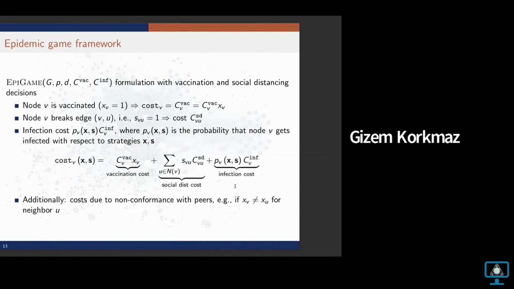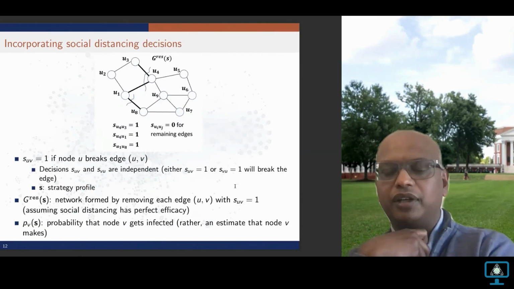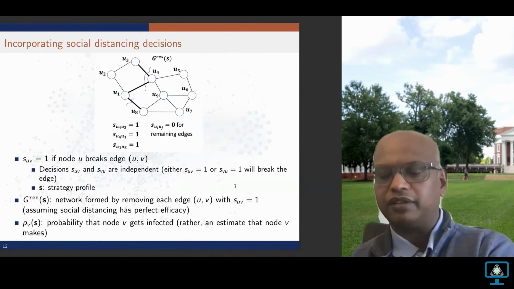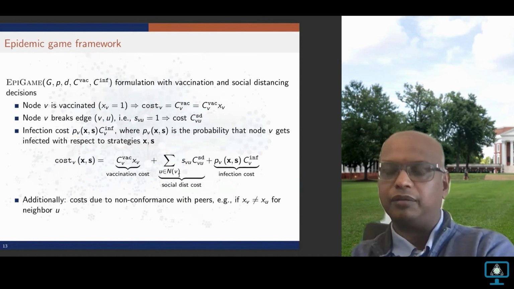Hi, Anil. Could you explain again the social distancing cost, please, when you're vaccinated? Yeah, so they are independent decisions: whether a node gets vaccinated or not, and whether or not they decide to do social distancing on some edges. If they break an edge, there is a cost of breaking that edge. So they incur a cost for each such action they do.